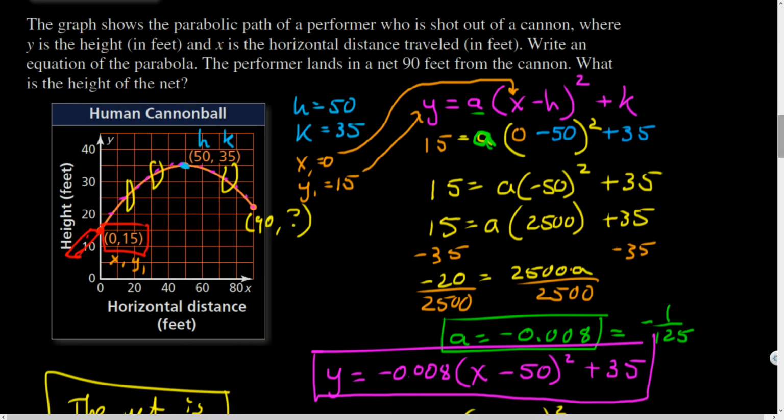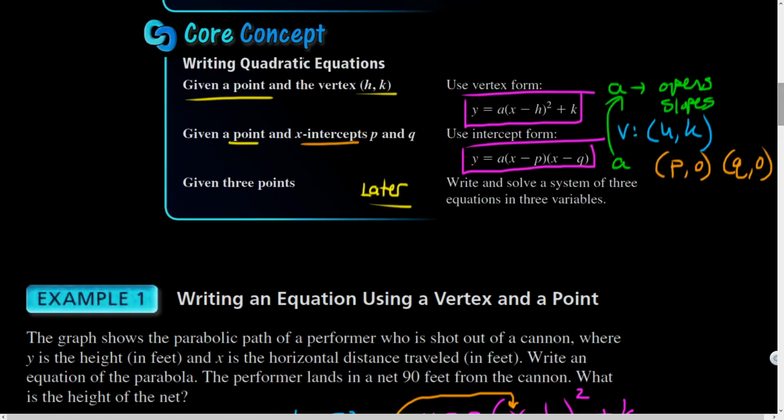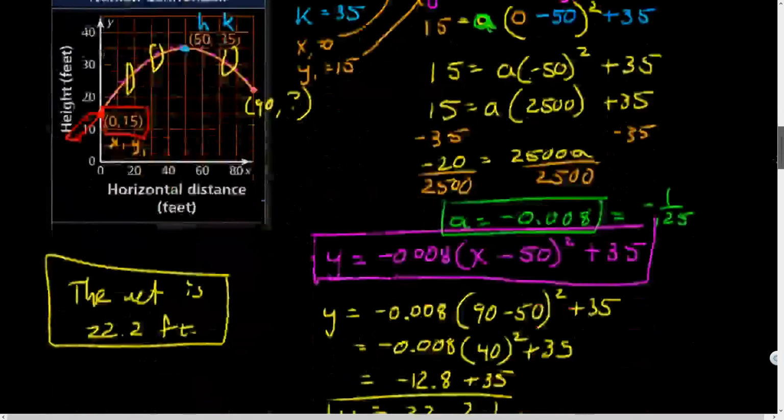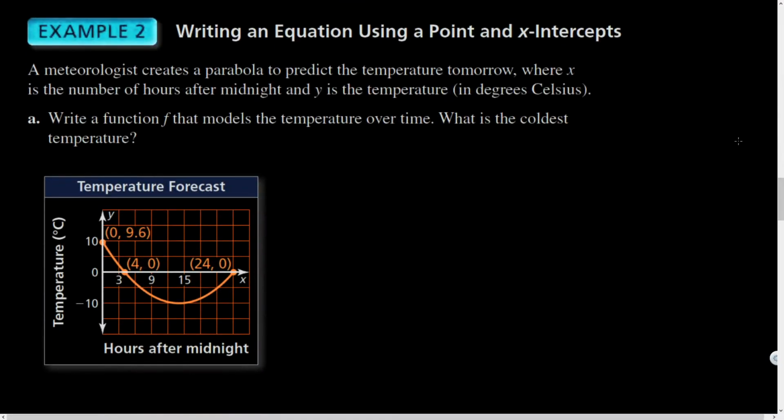And so because one of my points was the vertex, that's why I chose vertex form. If I'm given a point and the vertex, that's the easiest way to take. And I bet you can guess what's next. We're going to do one of these kind. That's right. All right, let's pick up the pace. I'm going to grab a sip of water. You guys flip the page. Go to example 2. We're looking at temperature prediction.